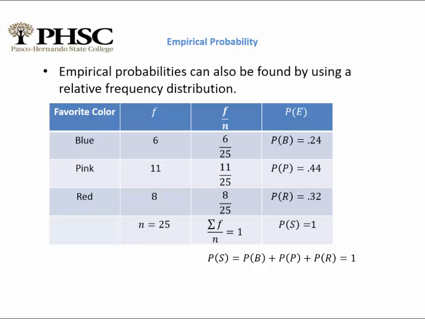Empirical probabilities can also be found by using a relative frequency distribution. Here we have favorite color. We have blue, pink, and red: 6 for blue, 11 for pink, and 8 for red. So the sum is 25. F over N is 6 over 25, 11 over 25, 8 over 25, and if you add those, you get 1. The probability of getting blue is 0.24. The probability of pink is 0.44. The probability of red is 0.32. You add those up, you get 1. So you can do either one to determine the probability of an event.